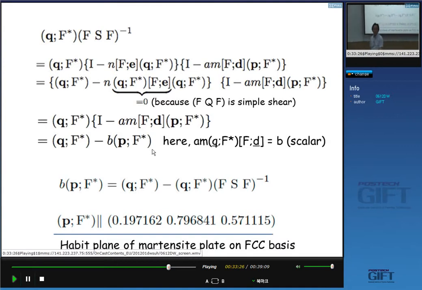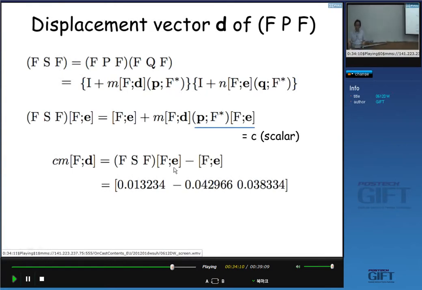So when you apply the previous numbers, the index of a habit plane is given by this plane normal vector. So as you can see, it is irrational, not the slip plane or just not a rational plane, right? So we can compare the calculation and what you observe. Similarly, we can calculate the displacement vector by applying the displacement vector E on both sides of this matrix relationship.